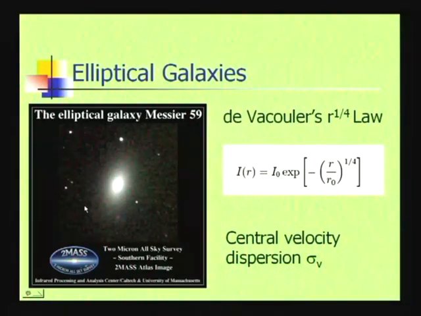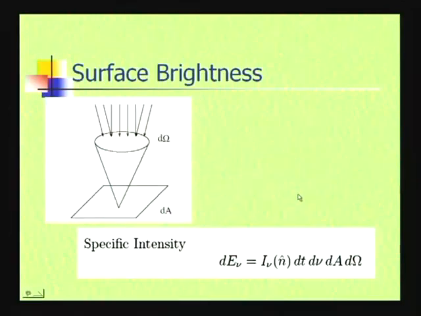So, this brightness distribution is described by what is called de Vaucouleurs law. It is an empirical finding. De Vaucouleurs r to the power 1/4 law. Before telling you what the law is, let me first briefly discuss how we quantify this surface brightness.